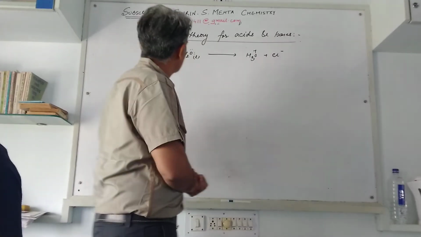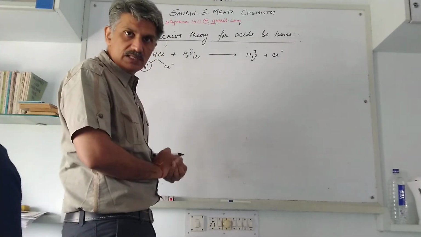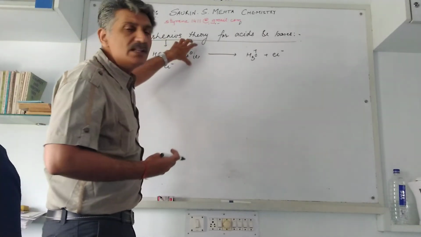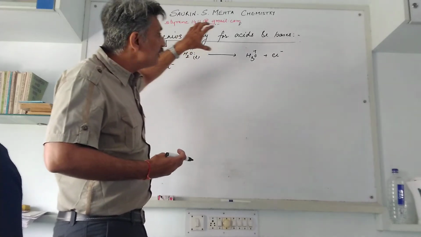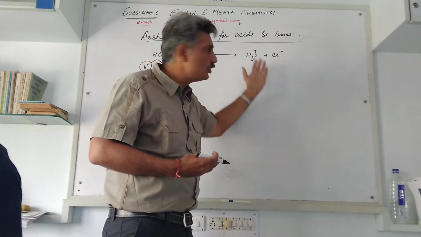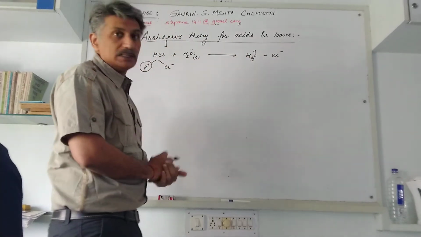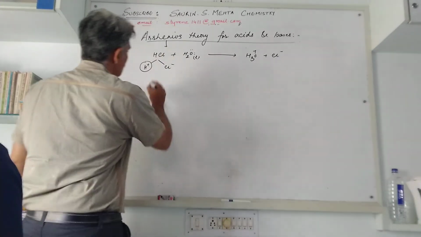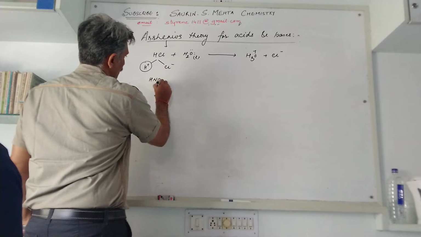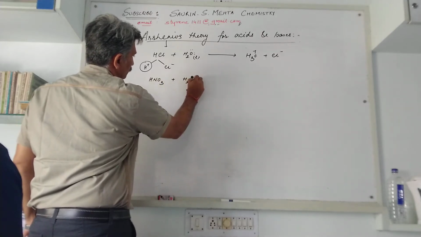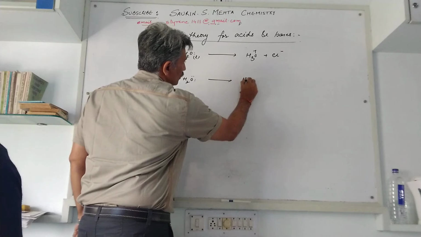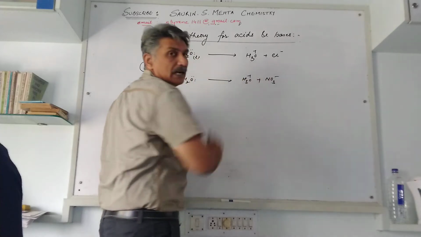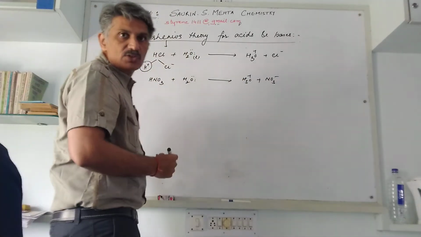In short, the criterion of Arrhenius theory is that any compound like HCl, that is an acid, when it is introduced in water and forms H plus or H3O plus when it combines with water, is always considered to be an acid. If you consider HNO3 and react it with water, then it will form H3O plus and NO3 minus, the nitrate ion.